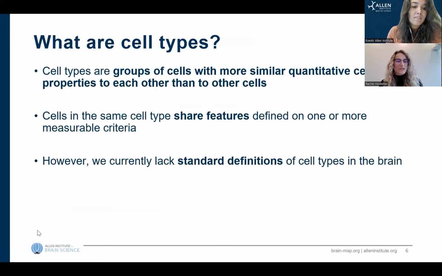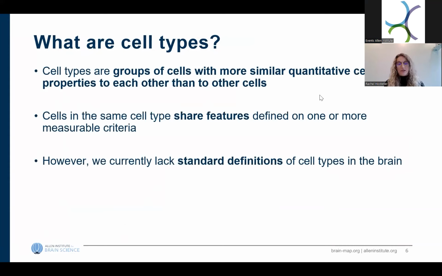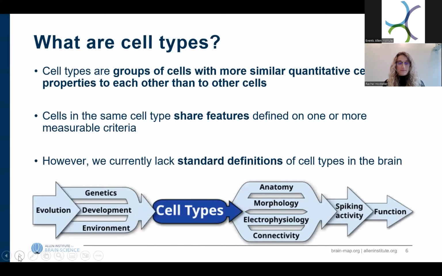What are cell types? Cell types can be defined as groups of cells with more similar quantitative cellular properties to each other than to other cells. And cells in the same cell type share features defined on one or more measurable criteria. However, we currently lack standard definitions of cell types within the brain. Some of the shared features that cell types have include anatomy, morphology, electrophysiology, and connectivity, which then inform their spiking activity and overall their function.